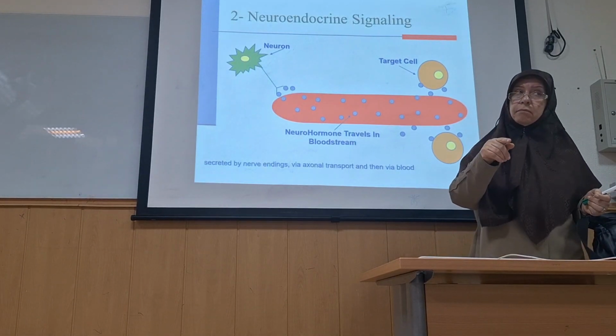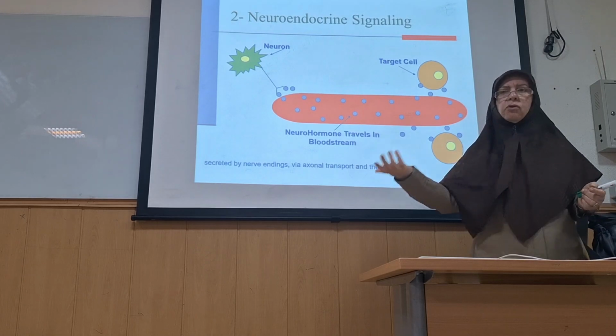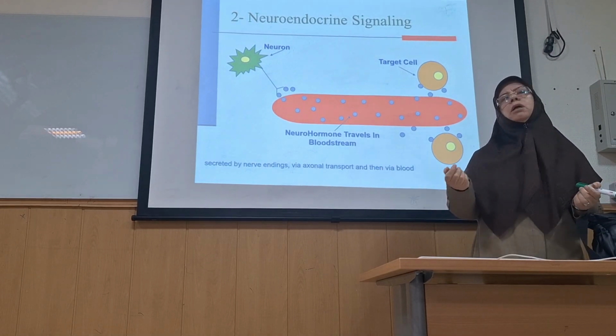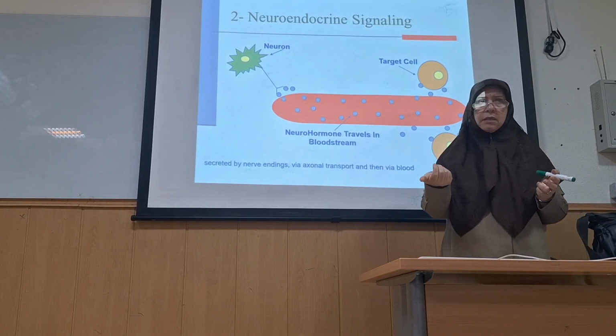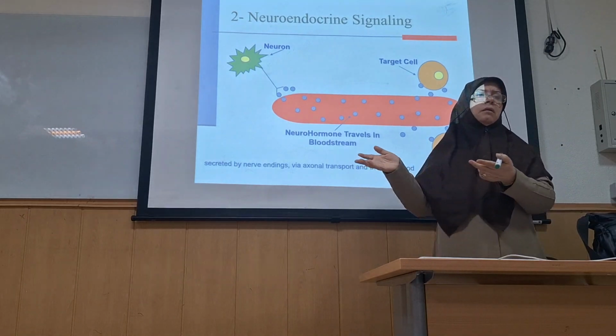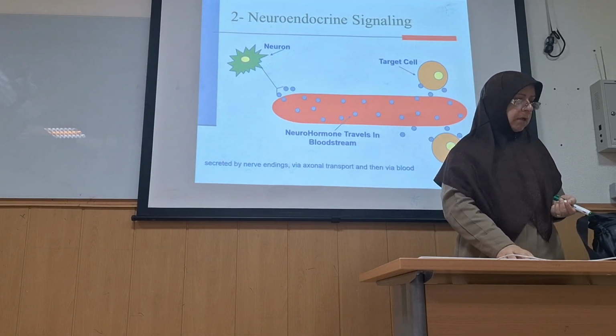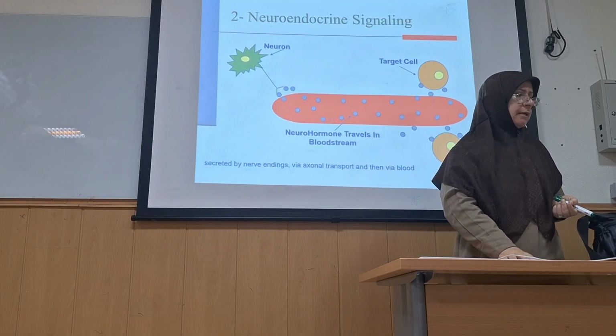Neuroendocrine. The hormone is released from the ends of the neurons. Okay. Released from the end of neurons, secreted, enters the bloodstream and has effect on remote targets.